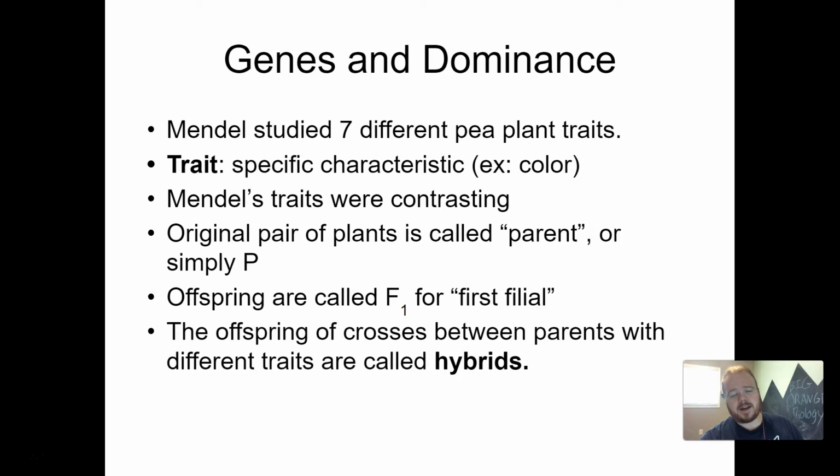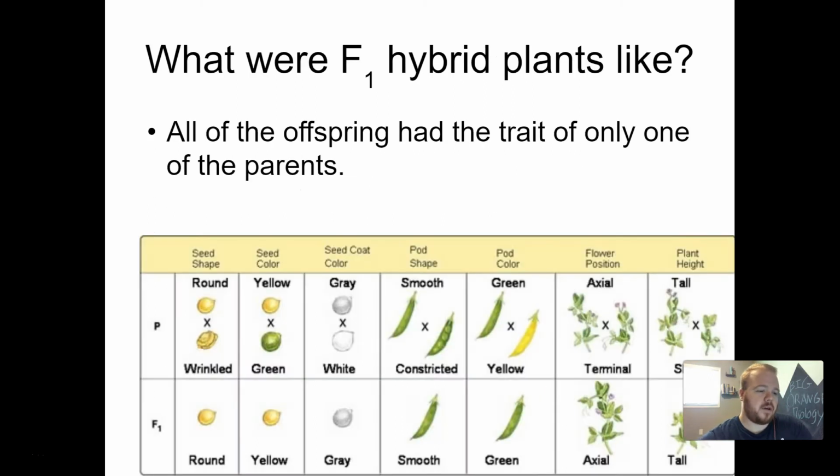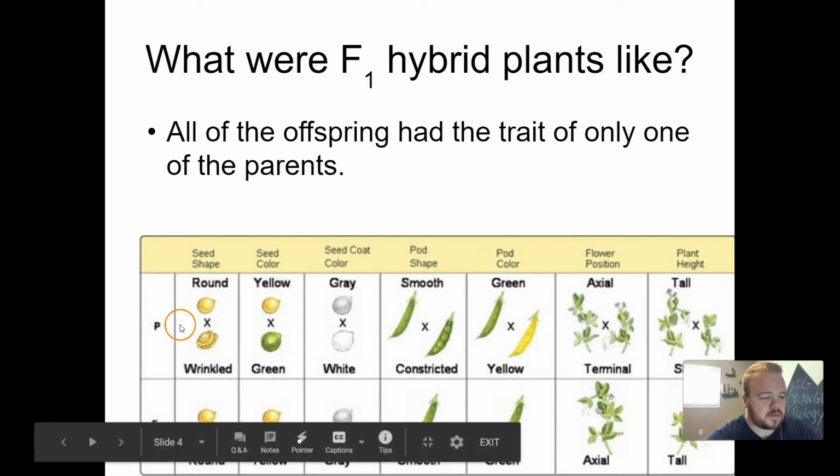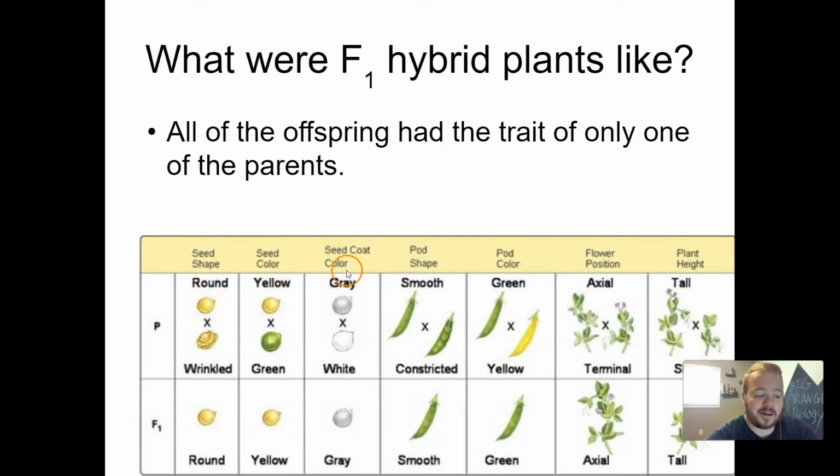So what he did was he took parents that were true breeding, or what we consider homozygous nowadays. They had only that trait. And when you crossbred them with each other, you produced hybrids. The traits we looked at were seed shape, seed color, seed coat color, pod shape, pod color, position of the flower, and plant height. Those were all the traits that Mendel was studying.